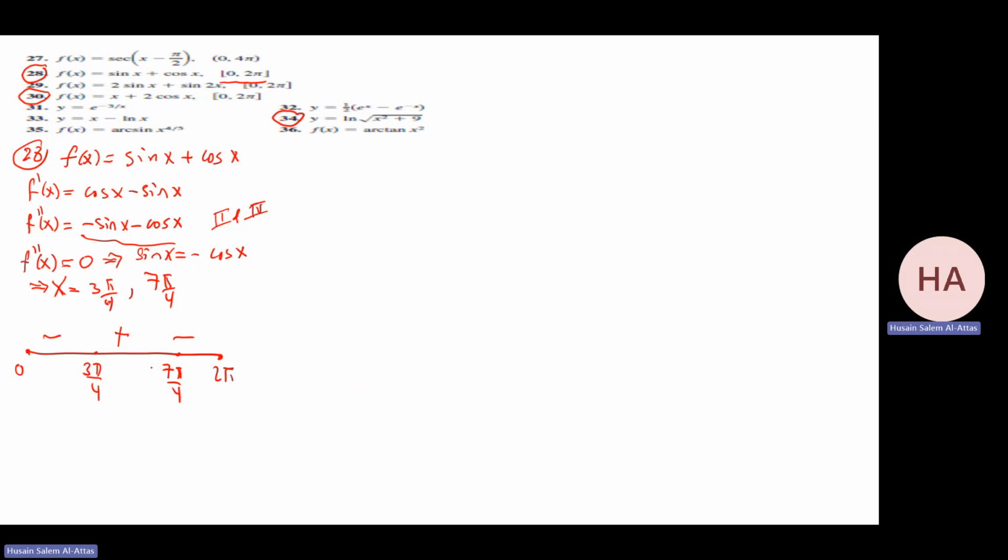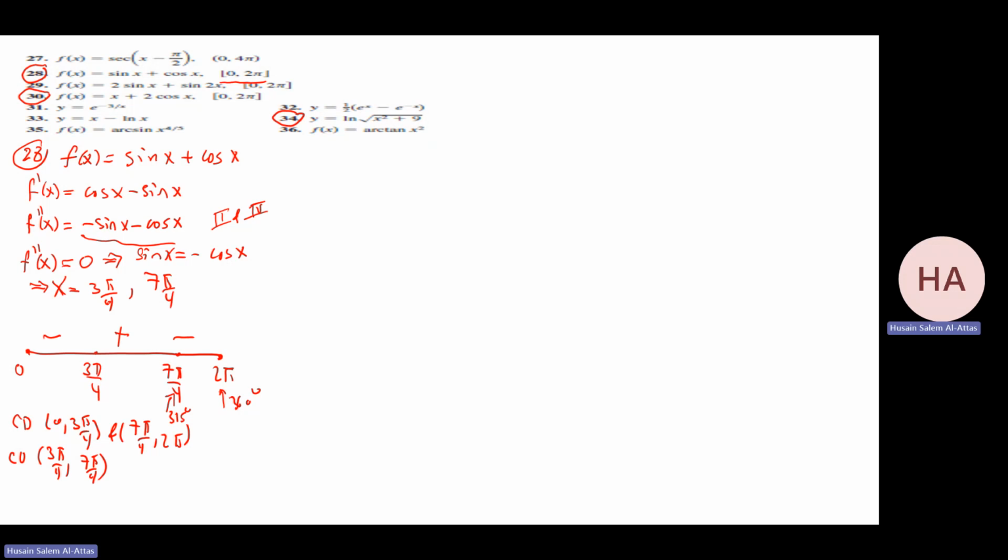Here it will be minus. Take any value between 315 and 360, you can take 330. We did something similar before. So it's concave down from 0 to 3 pi over 4, and 7 pi over 4 to 2 pi, and concave up from 3 pi over 4 to 7 pi over 4.